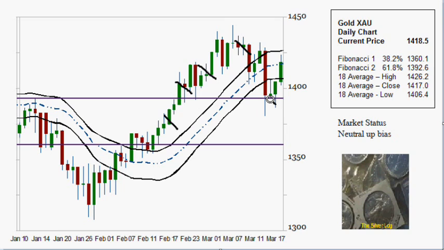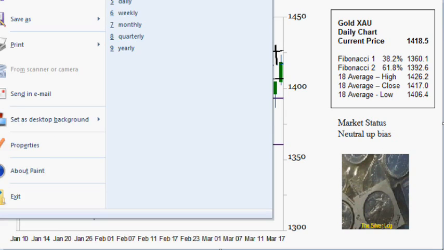So now we're back to neutral. It's not bullish, but the bias is towards the upside. For this to get neutral, it really has to get above this line, and these key levels have to start to go back in an upward trend.